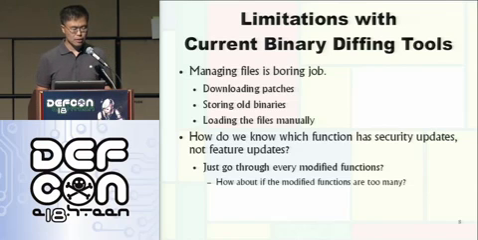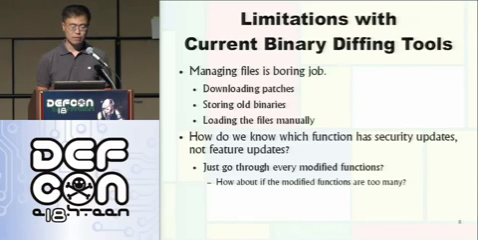One is that managing files is a very boring job. If Microsoft releases a patch, for example 12 patches, because they release patches for every OS, it will include maybe 40 or 50 different binaries, and you need to manage all the binaries, and you need to find the old binaries for each matching binary.